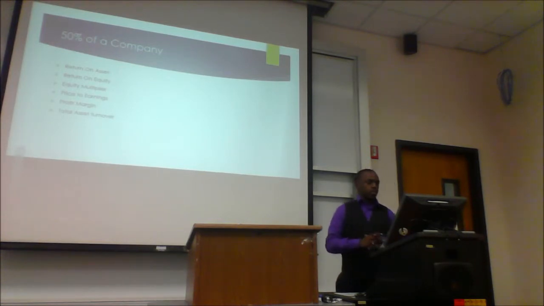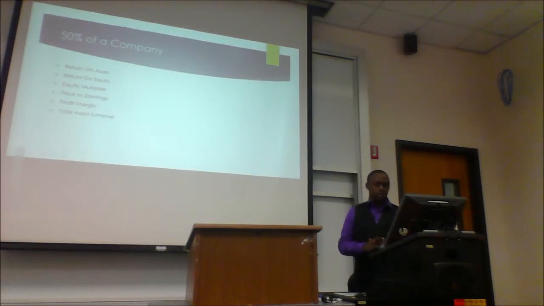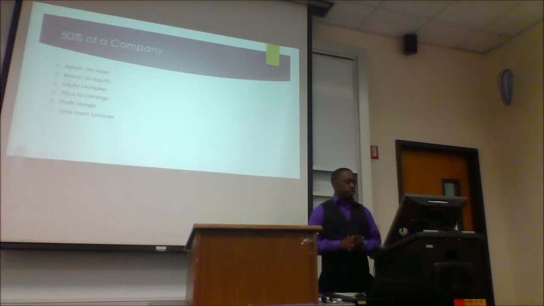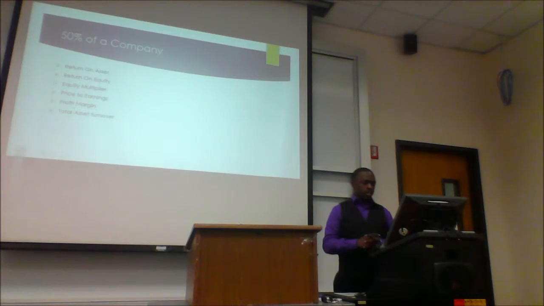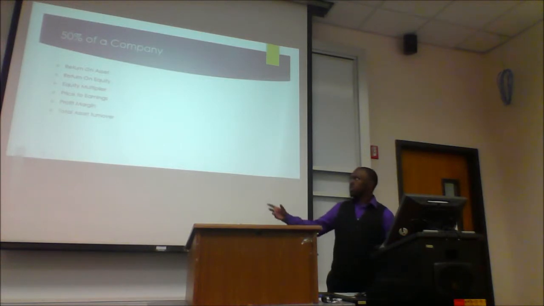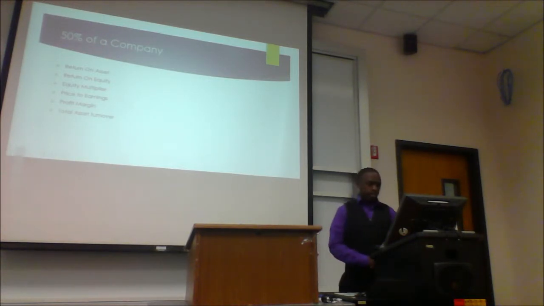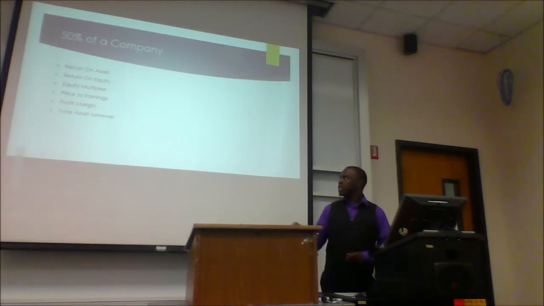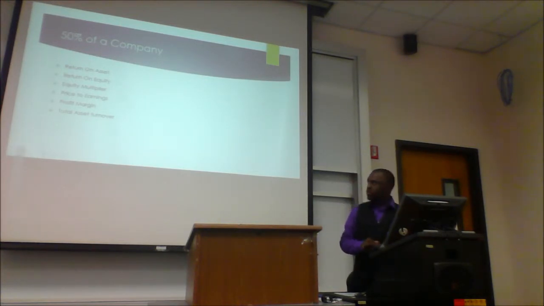The return on assets tells you how management uses its assets efficiently. Return on equity is the ability the firm has to generate money from shareholders. The equity multiplier measures the leverage, as we saw in the previous slide. The price to earnings defines the market price per share. The profit margin tells us the amount of net income earned with each dollar. And the total asset turnover tells us how the company generates sales from its assets.